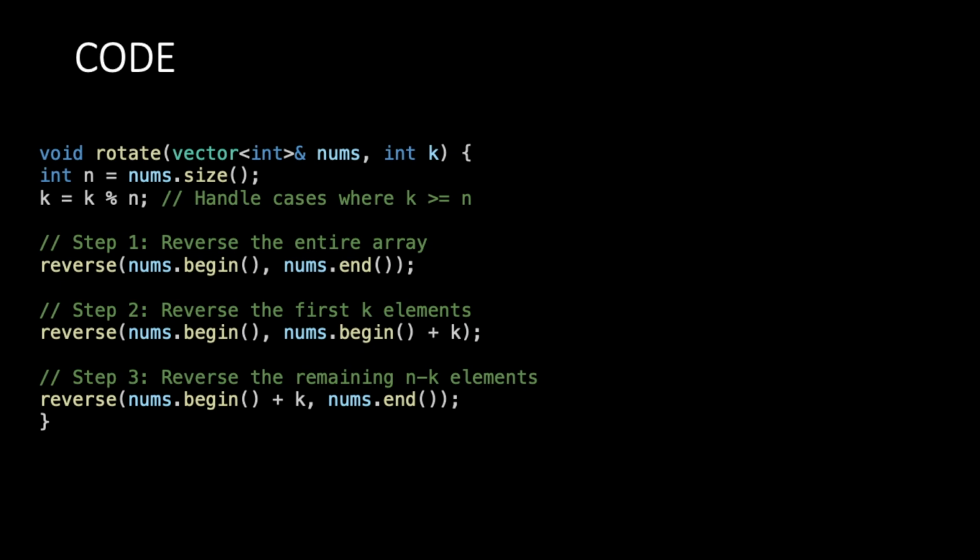Coming to the second step, we will reverse only the first k elements. Now we will give the starting index as nums dot begin, but the ending index we will be giving nums dot begin plus k, that is the first k elements. In the final step, step 3, we will be reversing the remaining n minus k elements. Okay, so we are again calling that reverse function, and we'll be beginning our index from nums dot begin plus k, that is from k to the end of the elements, that is the remaining n minus k elements, and this will result in the array after k number of rotations on the right hand side.